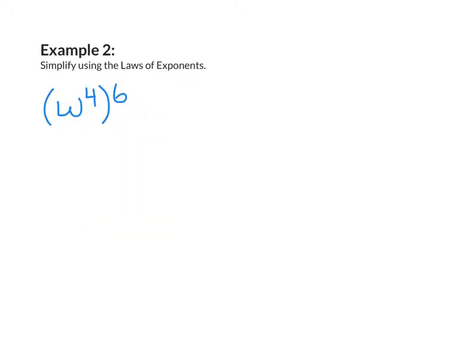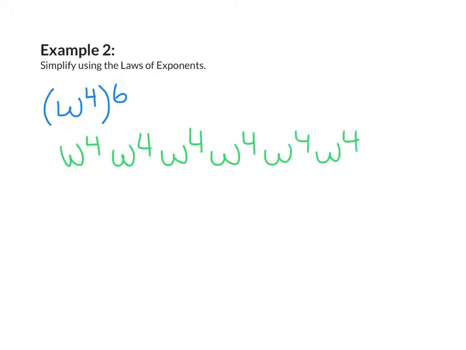Example 2. Simplify using the laws of exponents. W to the power of 4 raised to the power of 6. So what this is telling me is w to the 4th power 6 times. So when I add them all up, my answer is going to be w to the power of 24. A faster way would have been multiplying my exponents, which are 4 and 6. That gives me 24, and it would still give me w to the power of 24.